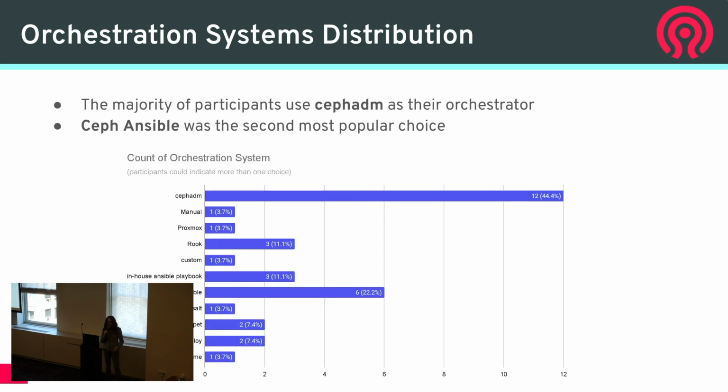Next, we asked people, if you use an orchestrator, what is your orchestrator? The majority selected that they use Ceph ADM, and then Ceph Ansible happened to be the second most popular choice. But as you can see, there's a variety of choices that people use, such as Proxmox, Rook, Ceph Ansible, Salt even, Puppet, Ceph Deploy, Ceph Volume. But we do see quite a big majority in Ceph ADM.